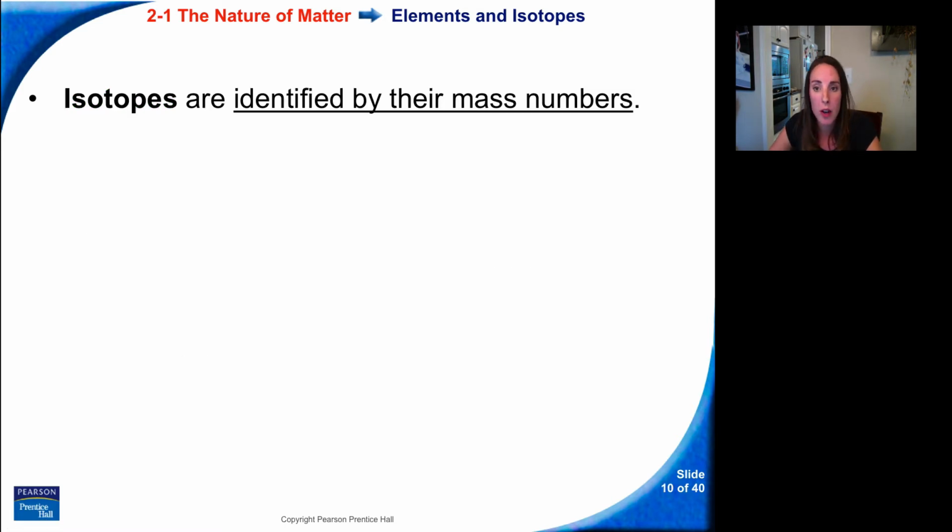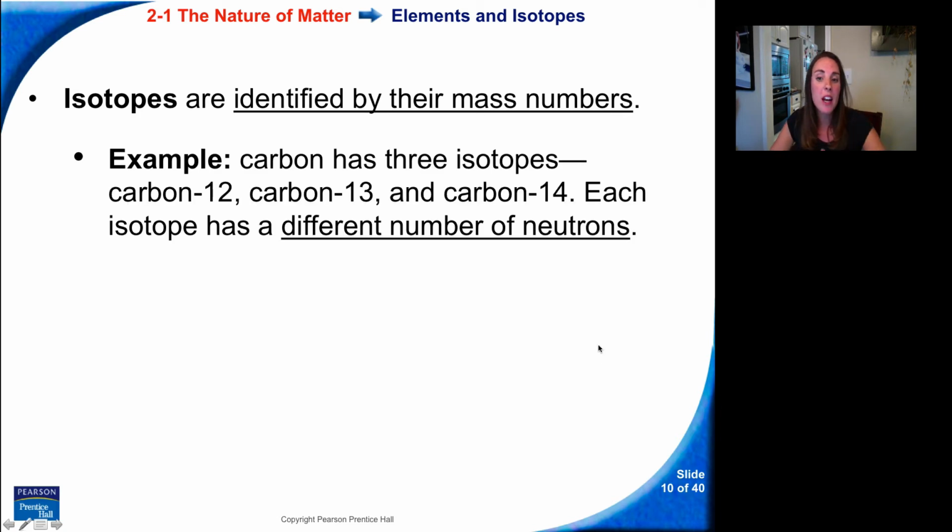So isotopes, however, are identified by their mass numbers. So a normal carbon atom would be called carbon-12 because it has 6 protons and 6 neutrons, which makes its mass number 12. So there's 3 isotopes, however, of carbon, and carbon-12 is the most common, but we also have carbon-13 and carbon-14. Each isotope has a different number of neutrons. So that's what makes isotopes different.